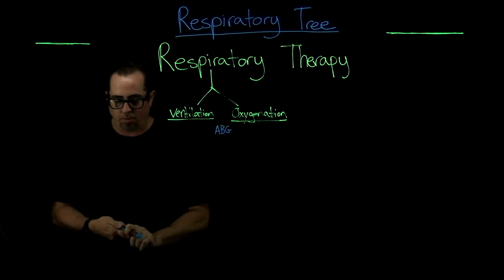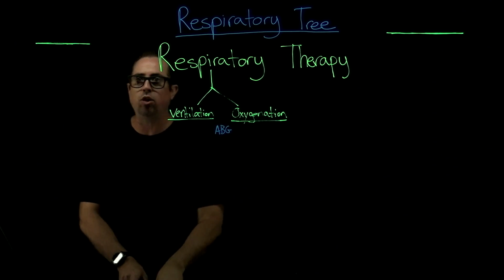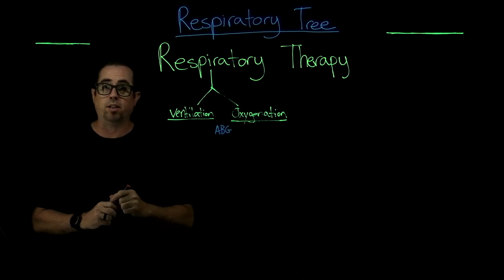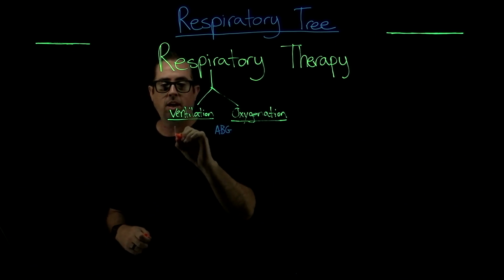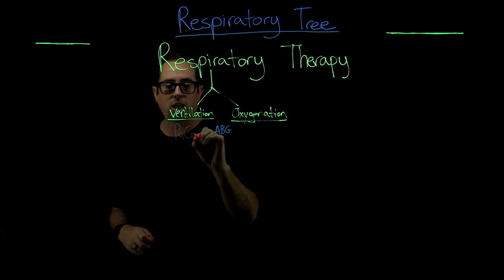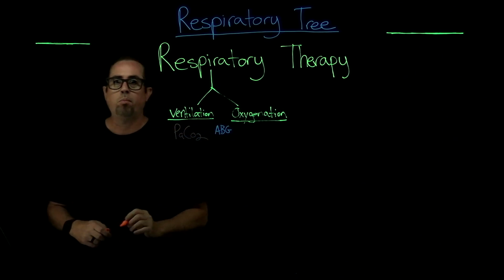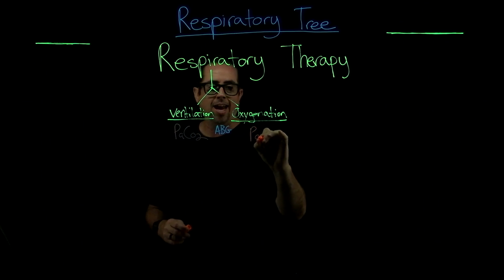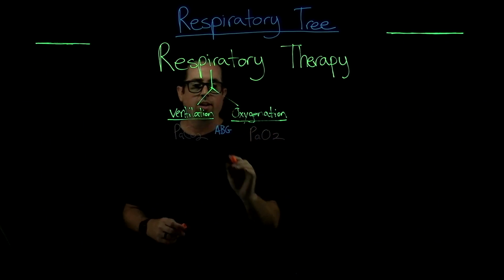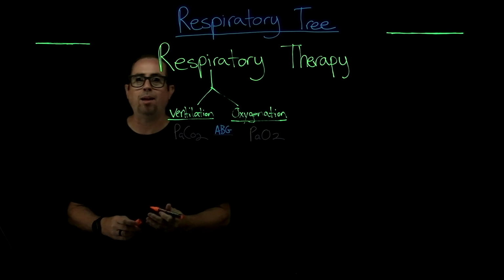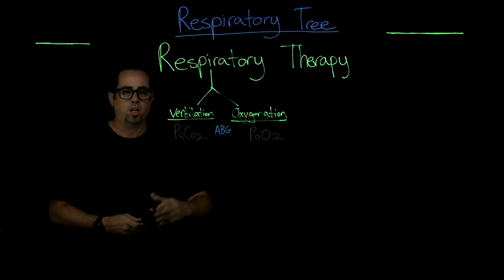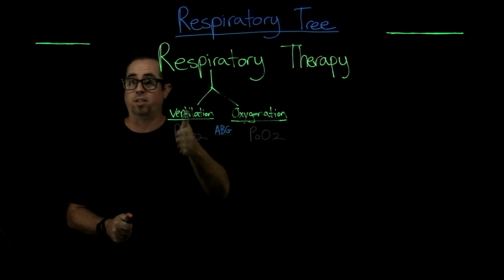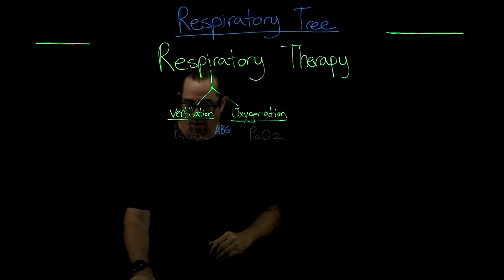So on that ABG, what is the value that you would be looking for? What are you looking for for ventilation? PaCO2. Oxygenation, PaO2. Those are the values off your ABG that will get you to one side of the tree or the other, ventilation or oxygenation, right?